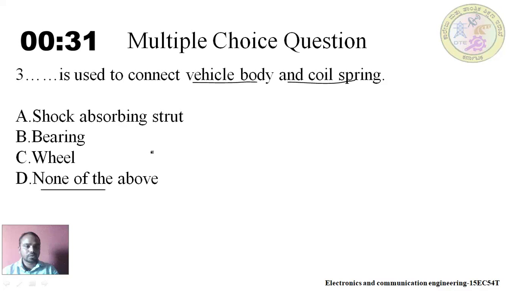Dash is used to connect vehicle body and coil spring. The answer to this question is shock absorbing strut. The shock absorbing strut is used to connect the vehicle body and coil spring. Now we will move to the next question, question number 4.